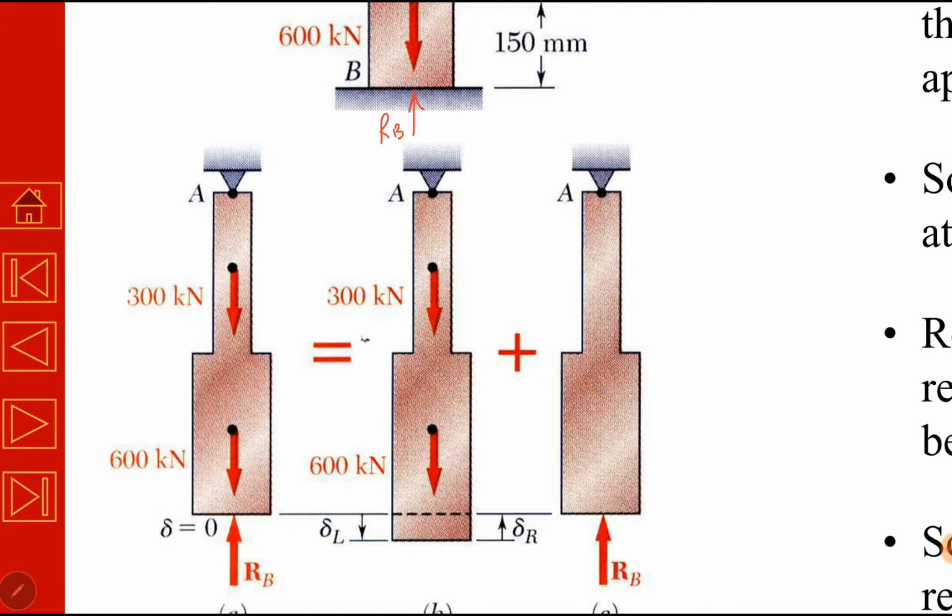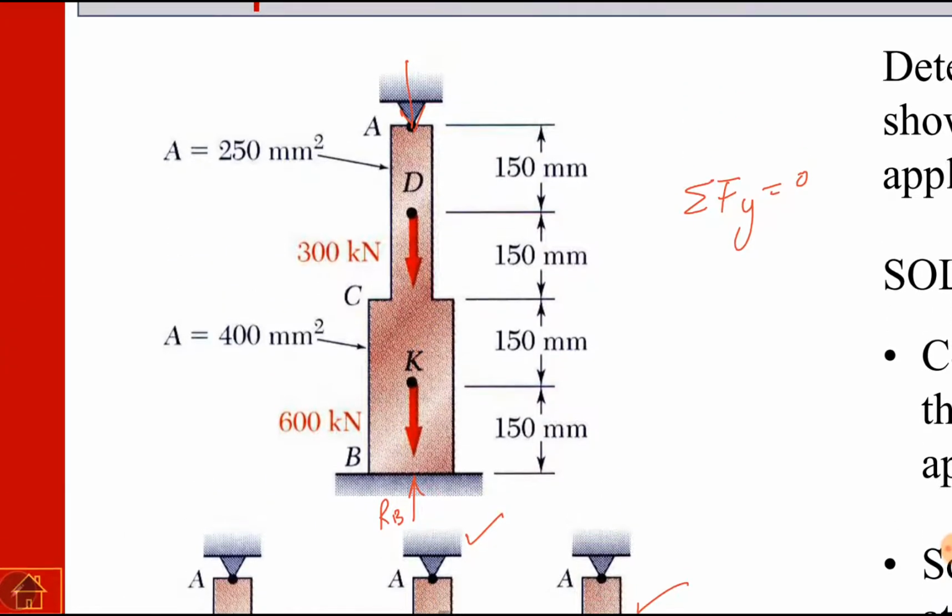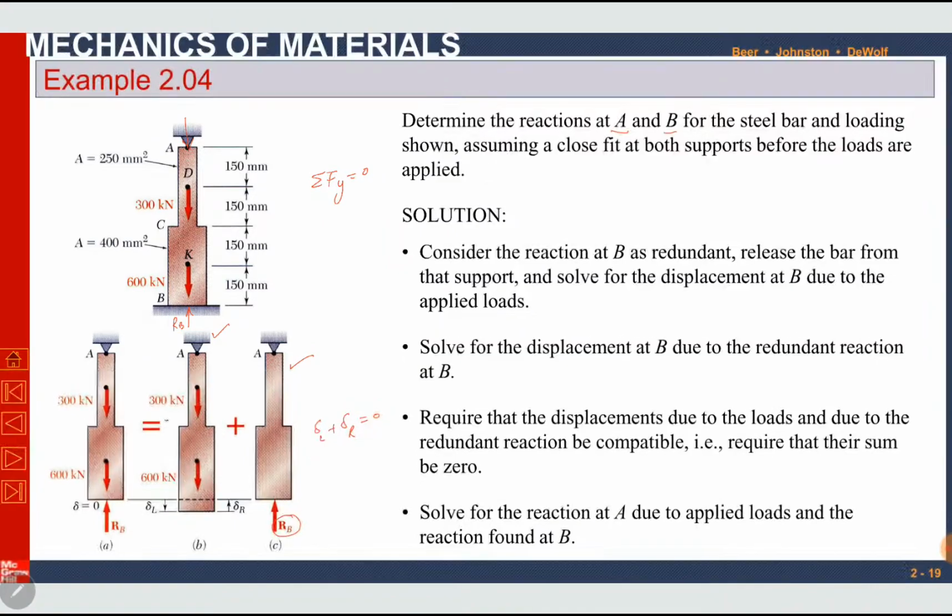We will treat it as a force, as an unknown force. In the first step, we will remove the redundant reaction like we did in this case, and we will find deformation due to the given loads. In the next step, we will remove all the given loads and add the reaction force RB as an unknown force, and we will find deformation. This deformation will be in terms of RB because RB is unknown, and then we will put delta L plus delta R equal to 0 because net deformation in the bar is 0. It is a close fit between point A and point B.